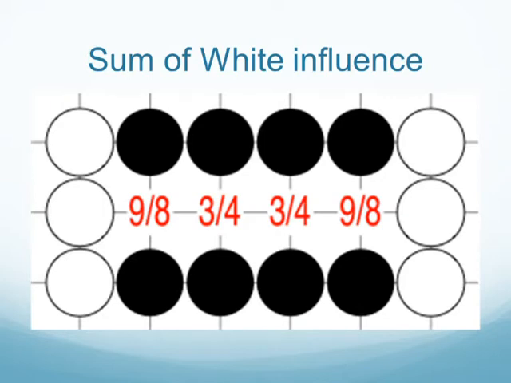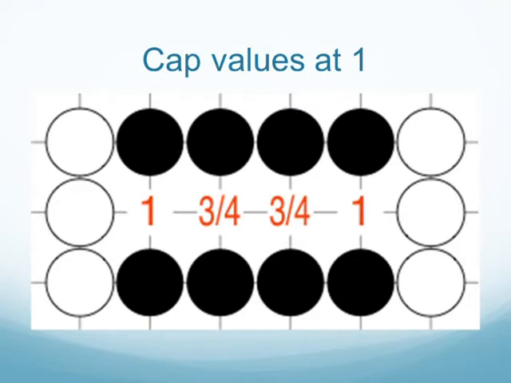If we subtract 1 from that, we get 1/8 point in each corner for white instead of 0, which is what we want. If we cap the values at 1, we've added up, then this gives us the right answer. Subtracting these values from 1 gives us 0, 1/4, 1/4, and 0.